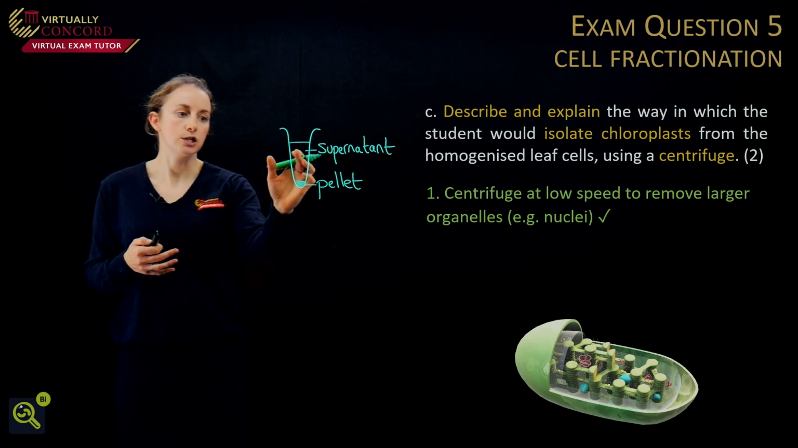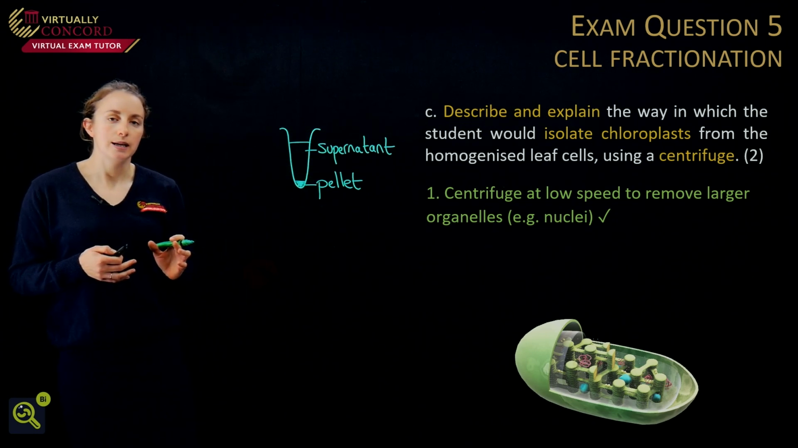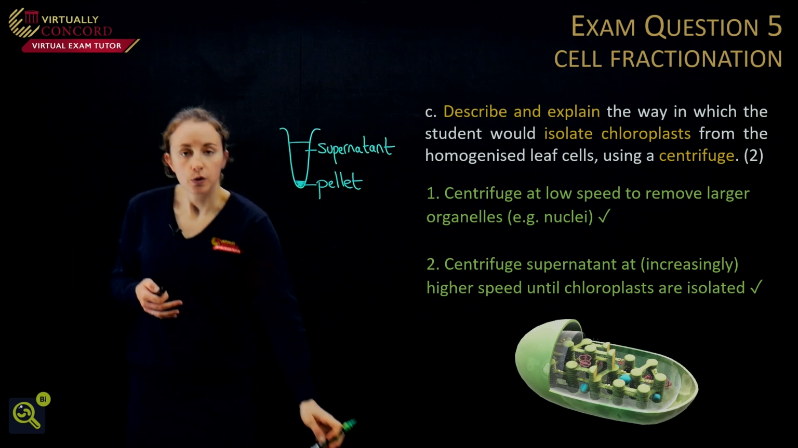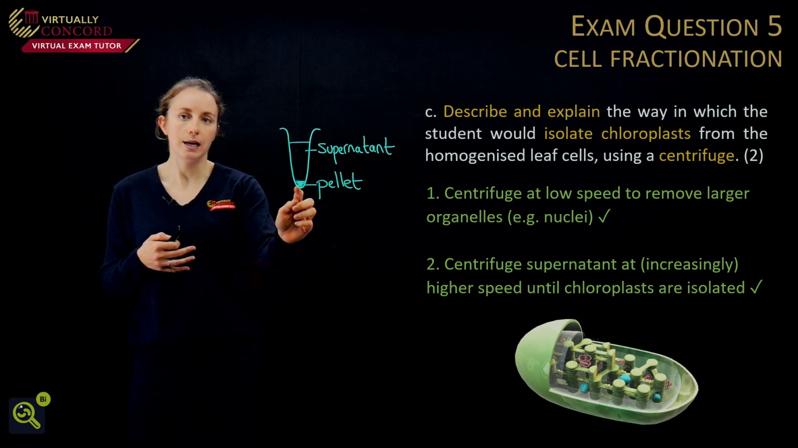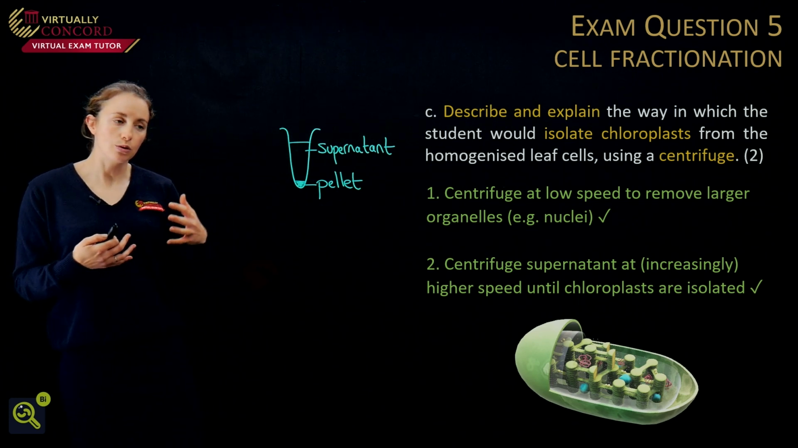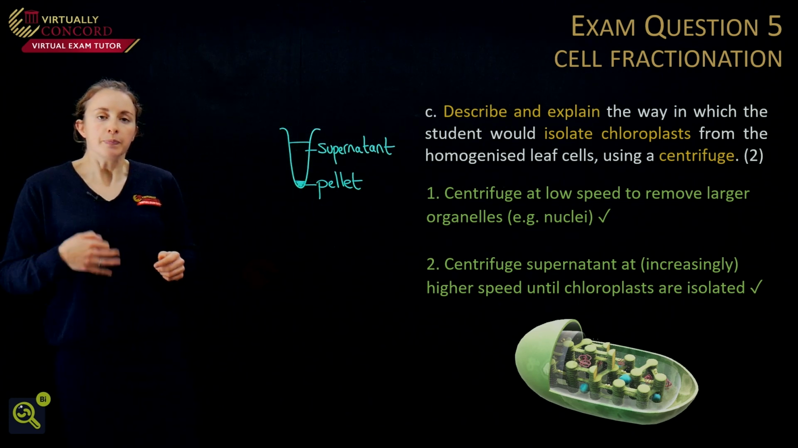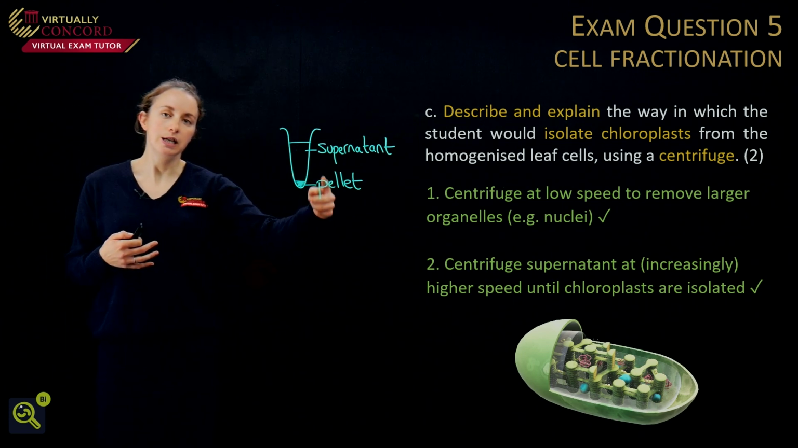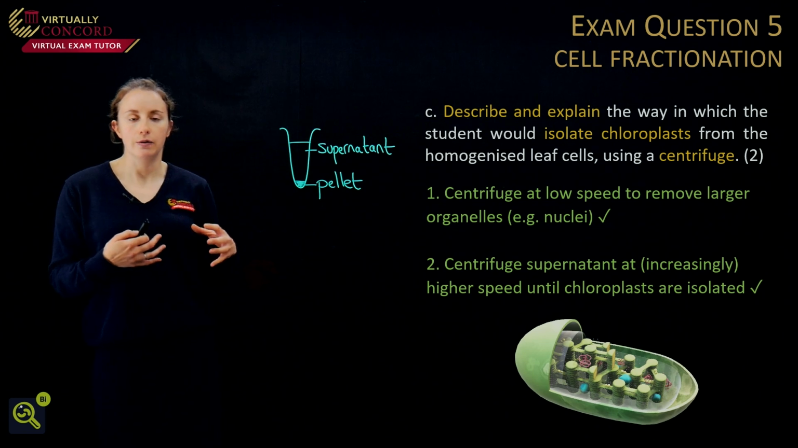What you would then do is extract your supernatant, leave your pellet behind, and then re-spin your supernatant at a higher speed. And what you'll find is if you re-spin at a higher speed, you can then extract your chloroplasts out in the pellet, and then any smaller organelles, such as lysosomes or ribosomes, would then be found in your supernatant. And you can use different speeds, and you can look these up, use specific different speeds to obtain different organelles.